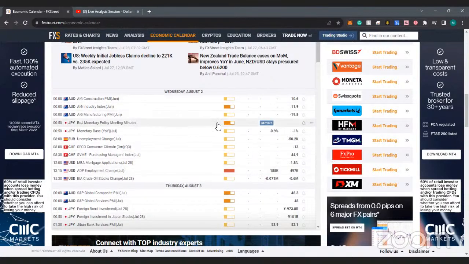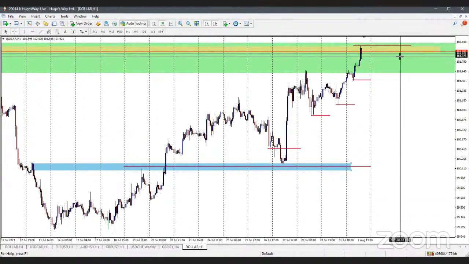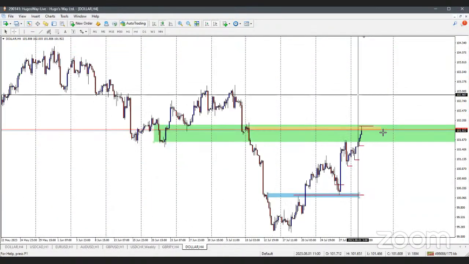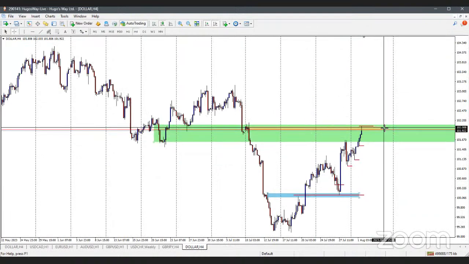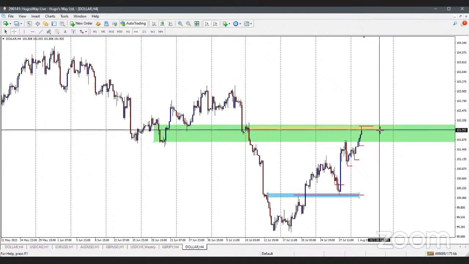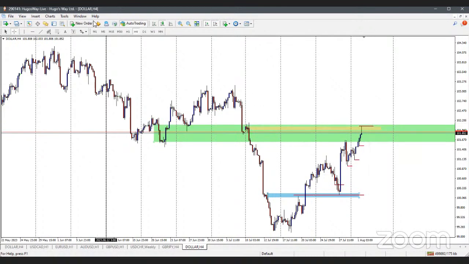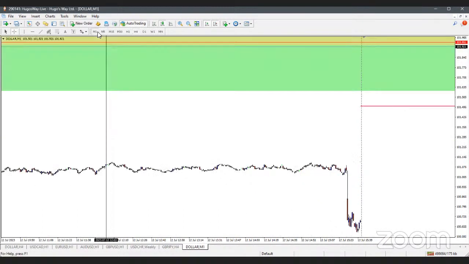Okay, now why am I saying that? Now with price and time theory, if I go back to my Hugo's Way broker, at the moment the price has reached this equilibrium order block, and we're still at a crossroad because on the H4 the body of the candle hasn't closed above or beneath, it's just kind of rested in here. We have a wick closure, but nothing past that.